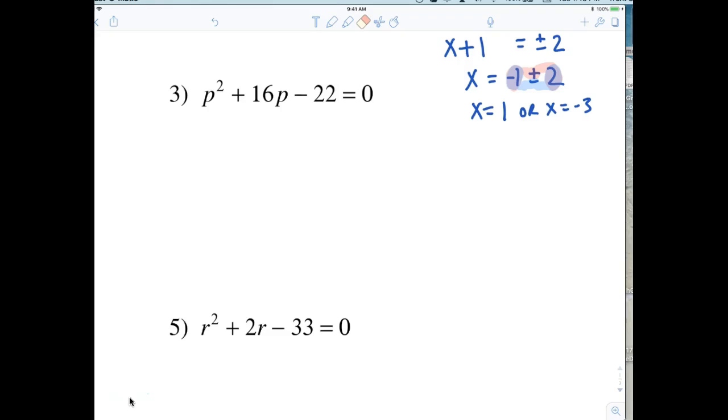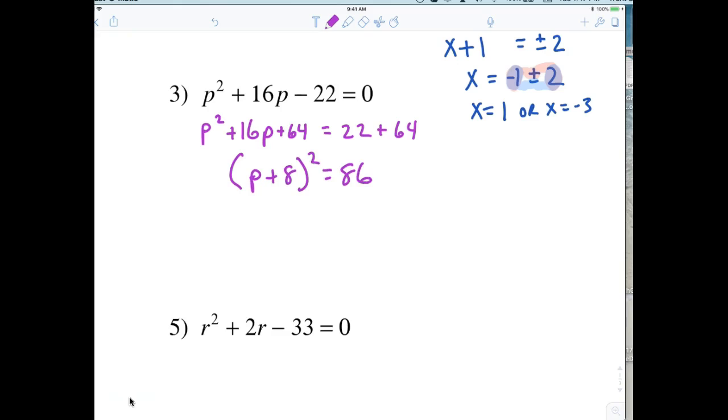All right. So p squared plus 16p equals what? 22. Everybody good with that? Now you take half and square. All right. So that would be plus 64, plus 64. Everybody good with that? Now it factors to what? p plus 8 squared equals 86. Everybody see that?